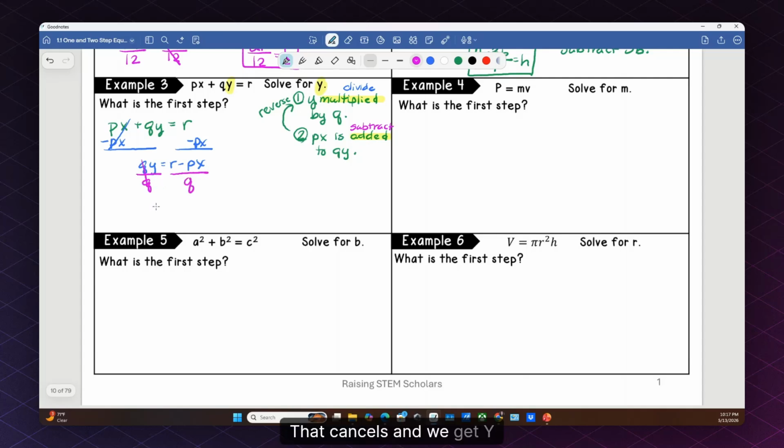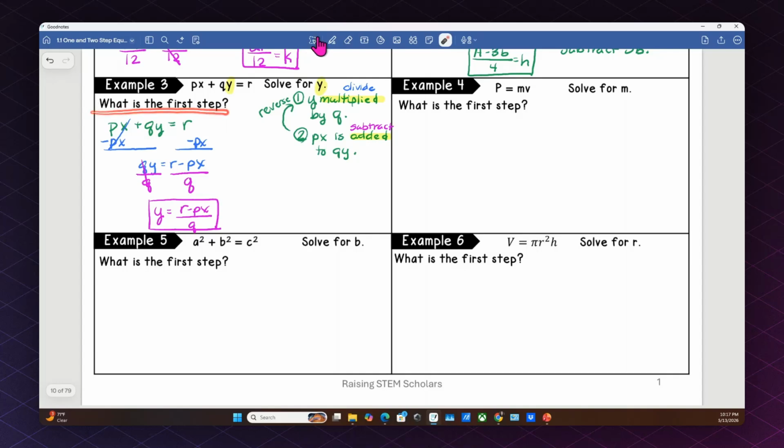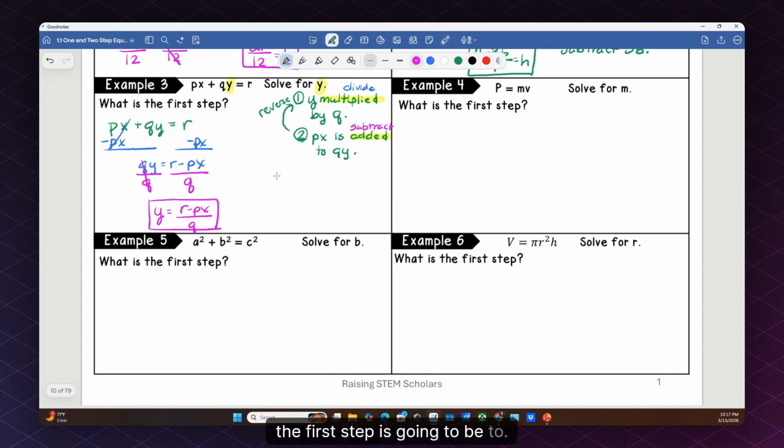That cancels, and we get y equals (r minus px) divided by q. And so the question asked, what is the first step? Well, the first step is going to be to subtract px. Okay, that would be our first step.